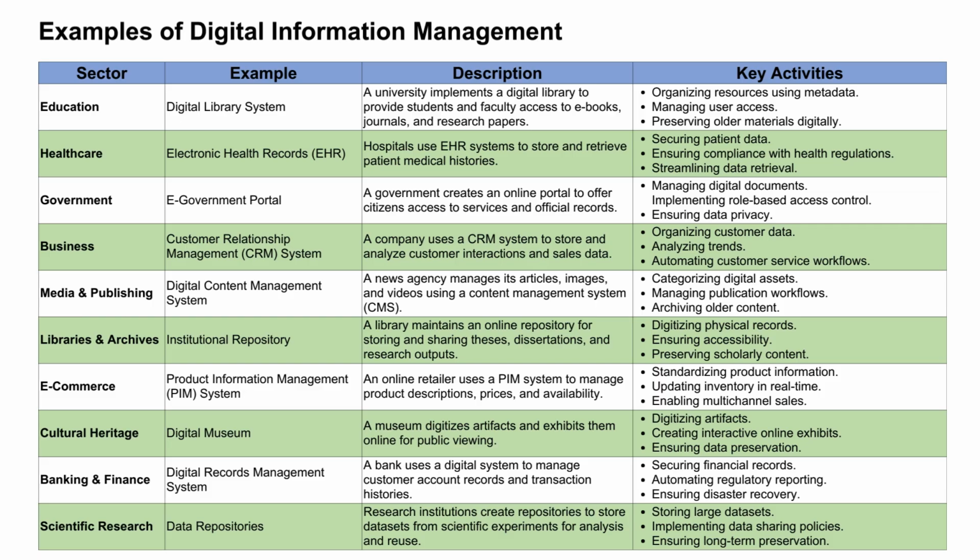Digital information management is applied across many sectors. In this slide, we will look at real-world examples to understand how digital information management works in different contexts. First, in the education sector, universities use digital library systems. These systems provide students and lecturers access to e-books, academic journals, and research papers. Key activities include organizing resources using metadata, managing user access, and digitally preserving older materials.